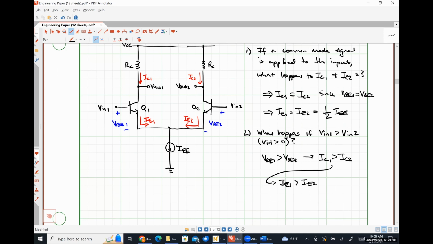So if we apply voltage on the left-hand side that we don't apply on the right-hand side, we drive more current through the left-hand side. The total amount of current that can ever be driven, though, is just IEE. So we are steering more current to the left-hand side of the circuit. What's going to happen to the output voltage?